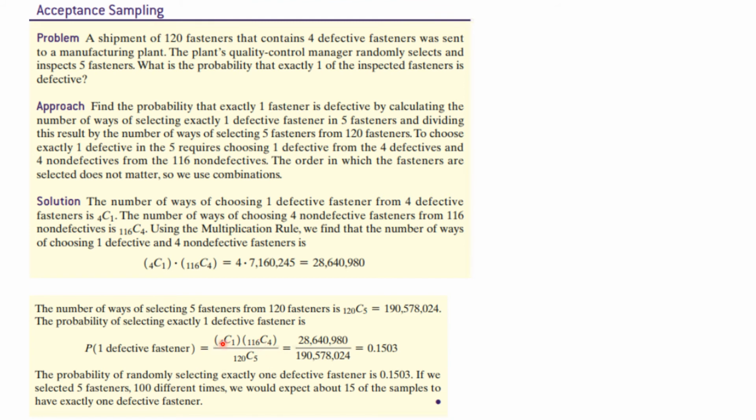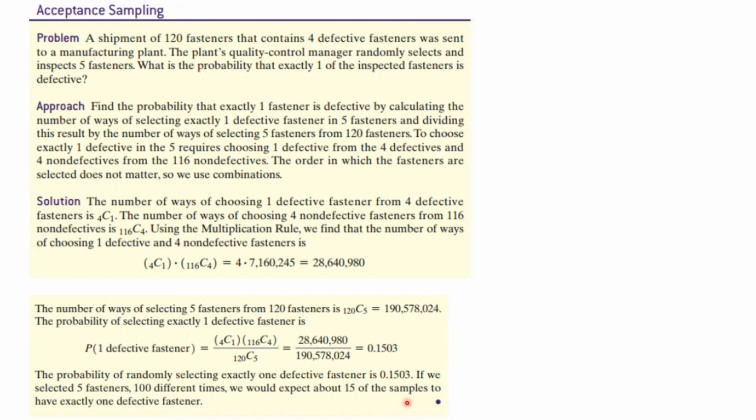So you see this is counting. This is our first multiplication principle. This is your 2 tasks. How do you select the defective one? And this is how do you select the good ones. And then you divide it by how many ways could you pick 5 out of 120 to start with. It's not an accident this 4 and this 116 add up to 120. So you get big old numbers, but when you do it, it's about a 15% chance.